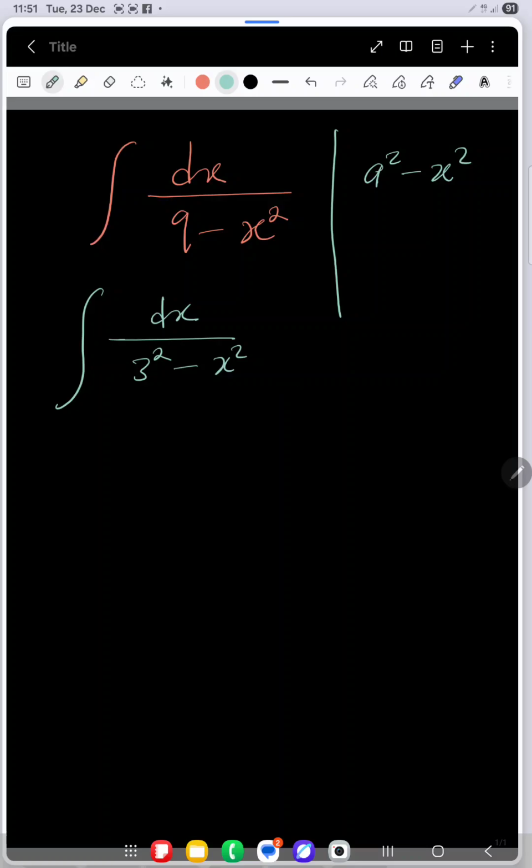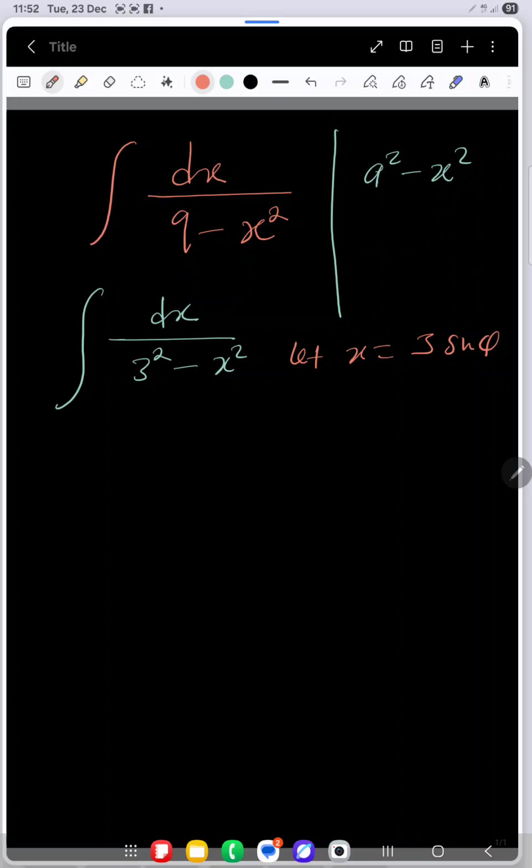Then you need to start by replacing. Whenever you find that a is squared and there is a minus x squared on the other side of the equation, then always start by letting x be equal to a sine theta. But in this case, our a is 3. So instead of putting a, we are going to put a 3 there. We put a 3 sine theta.